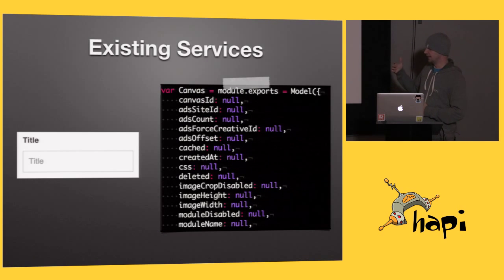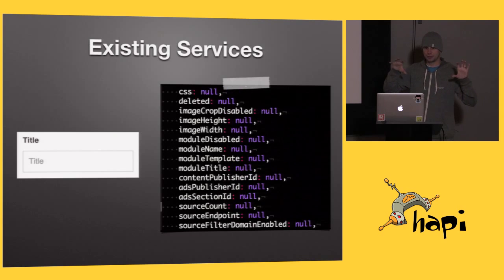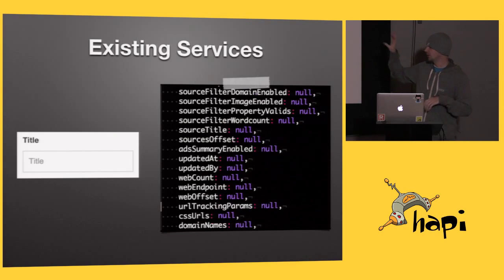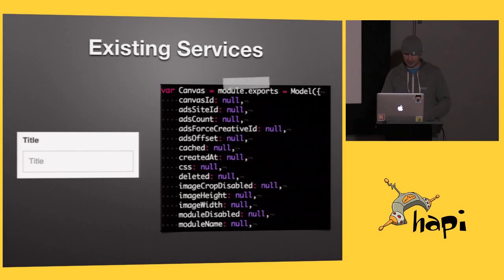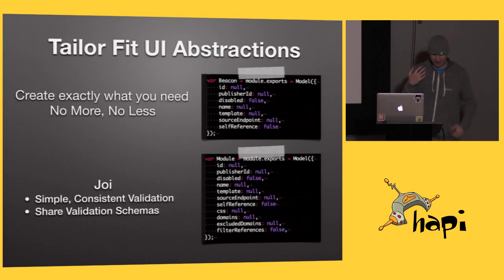As we got into it, it actually ended up being that we had two different UI concepts that both needed to be persisted in the same data structure in slightly different ways. So that's where we found this benefit of creating these tailor fit abstractions for our UIs. In one case, we had two different data structures for our UIs that were exactly what we needed for the UI, no more, no less.